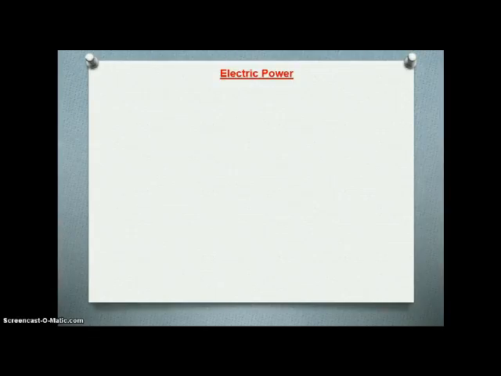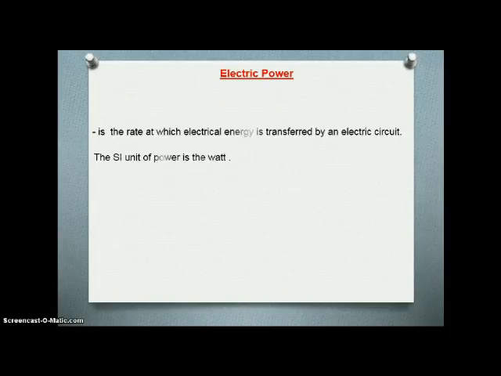Usually students get confused between the words power and energy. What is power? Power is the energy transferred by an electric circuit in 1 second, or it is the rate at which the electrical energy is transferred. The unit of power is watt. There are many rules we can use in the calculation of power. The main rule is P is equal to V multiplied by I.